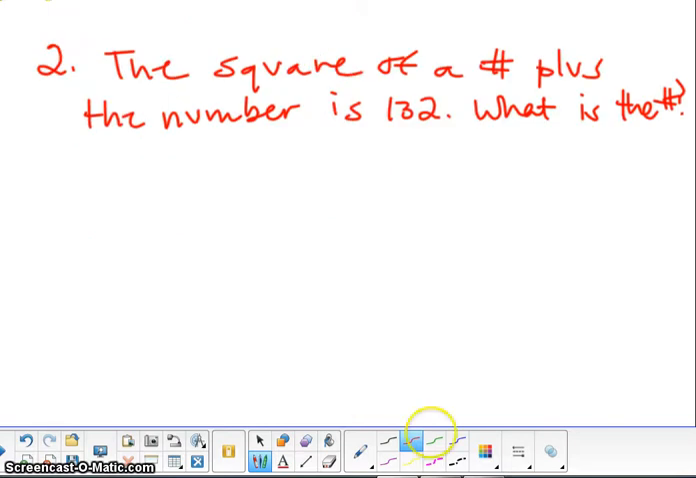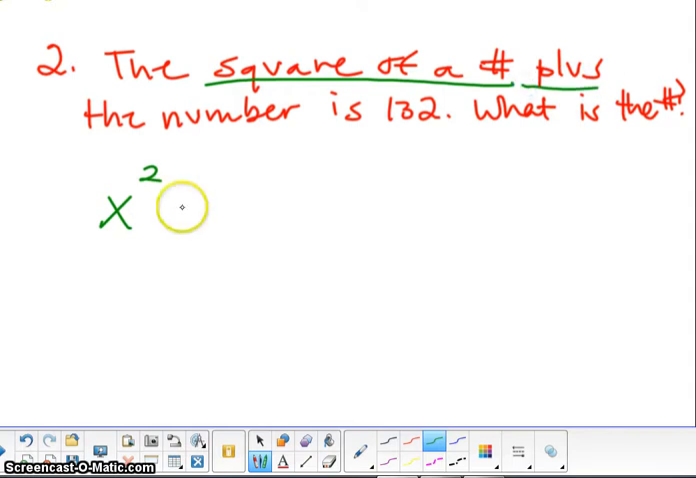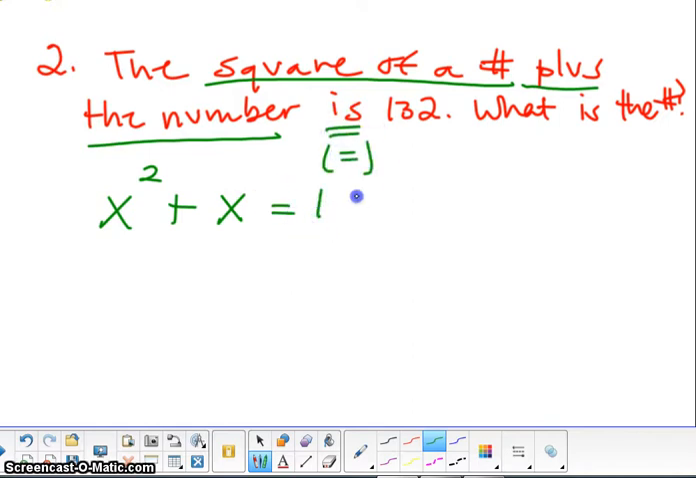And here it is. Looking for the keywords, the square of a number would be x squared. Plus is a keyword for addition. The number shows up again, so that's going to be an x. Is is the key for the equal sign, 132. Okay, so if we have a situation like this, we're going to set everything equal to 0 and solve for x. We have to come up with factors of 132 that are going to give us 1.